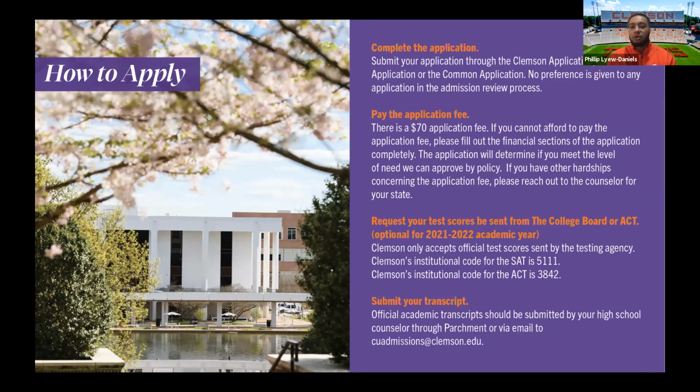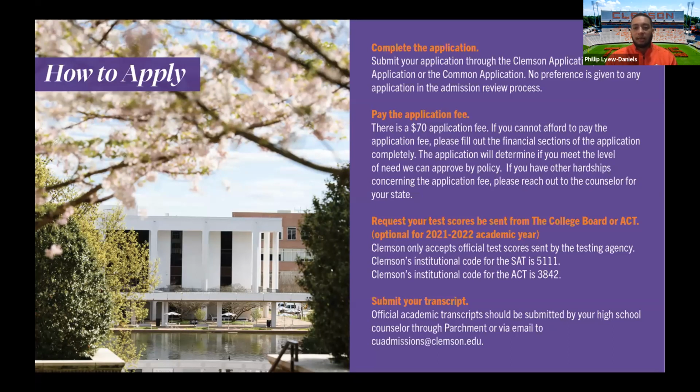But let's say you go through and you still see that $70, but you understand within your personal family situation, there is some kind of hardship or you're just not able to pay that $70. First, I recommend reaching out to your high school counselor, seeing if there's anything they can do, but then also reach out to our office. We will connect you with one of our counselors. Since this is Ohio, I am your counselor, so more than likely you will be connected to me. And from there, we can see what can be done in terms of a fee waiver.